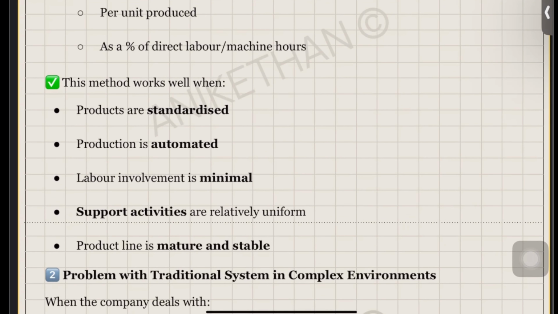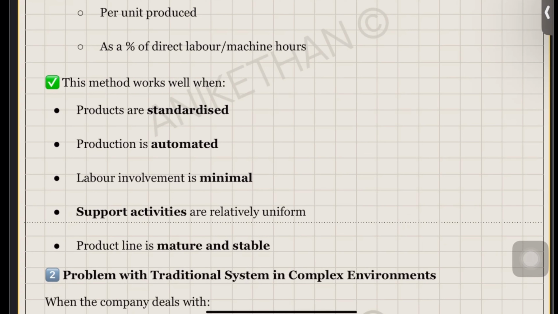In traditional costing, the products are standardized, and production is automated. That means there is not much intervention or manual labor involved. Labor involved is minimum. They will set up the machine, switch on a button, and then you will get the output. So in this case, your blanket overhead rate is good. It will work.